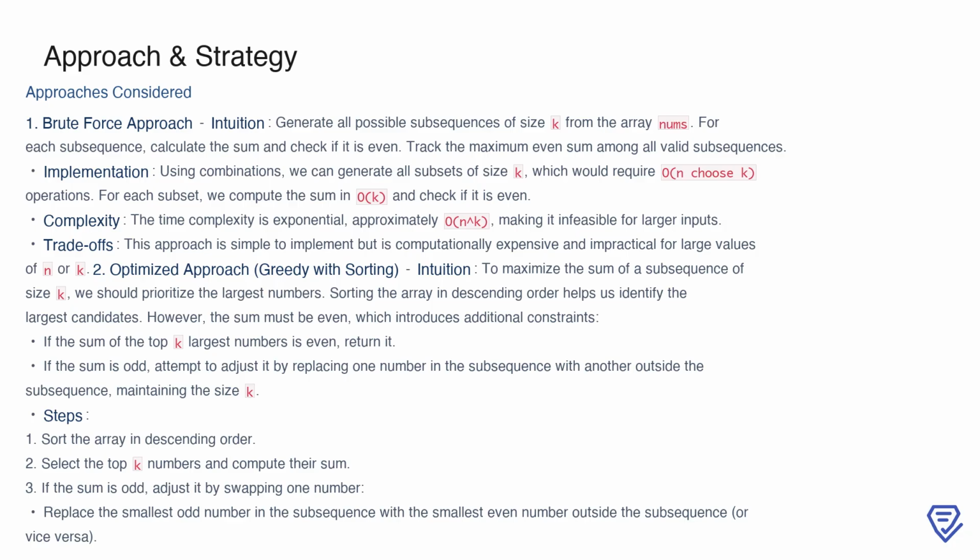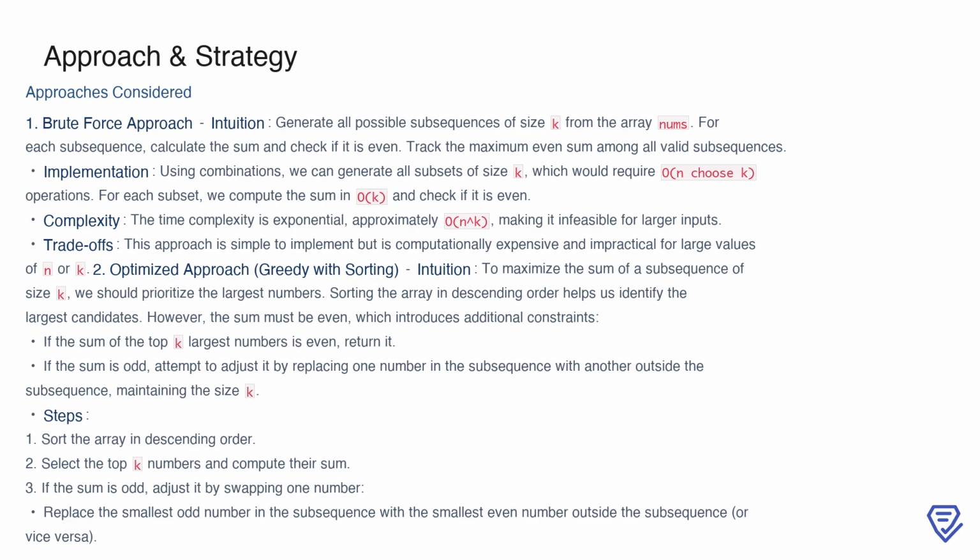To approach the problem, we first consider the brute force method. The intuition behind this is straightforward: generate all possible subsequences of size k from the array. For each subsequence, calculate its sum and check if it is even, keeping track of the largest even sum encountered. While this method is simple to implement, it is computationally expensive.